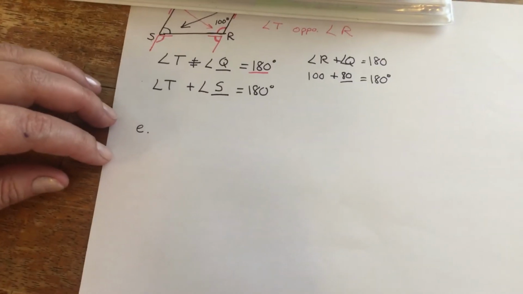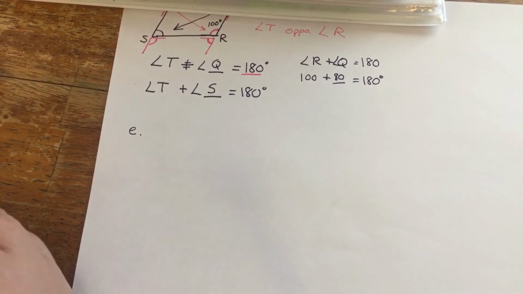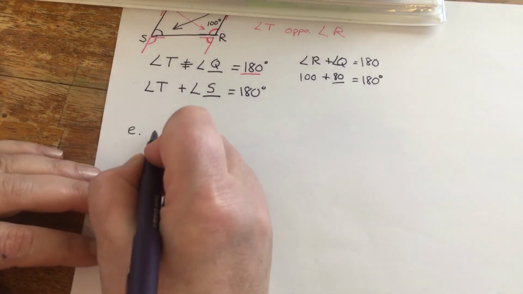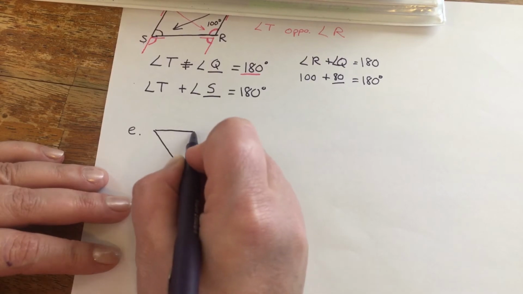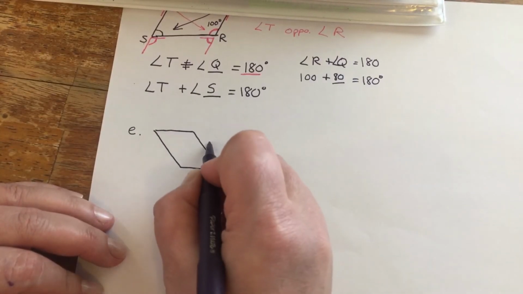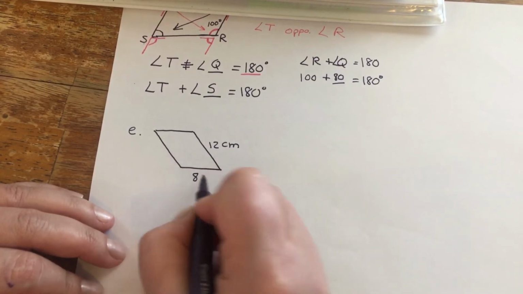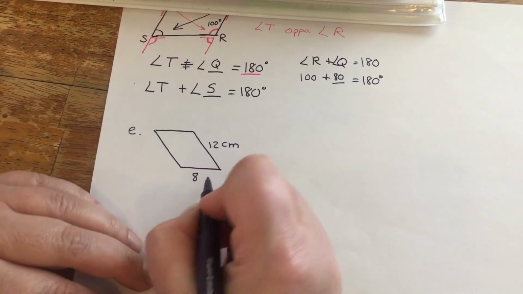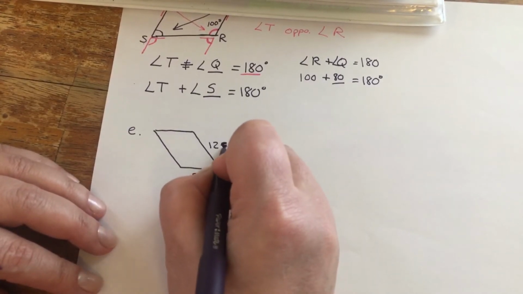Can you see that? Letter E says calculate the perimeter and the area of each parallelogram. So this one has a little parallelogram like this, down like this, straight line. And this side is 12 centimeters. The base, the number on the bottom, is 8 meters. Oh, this is not centimeters, this is just meters.